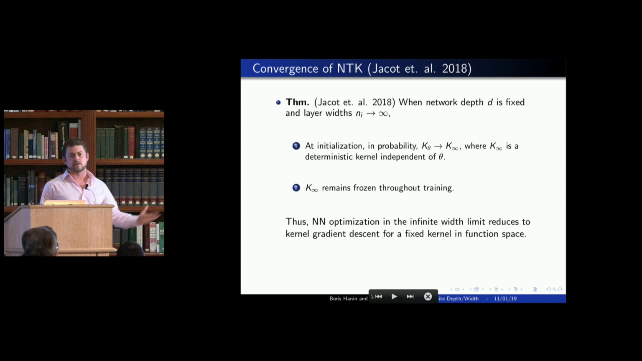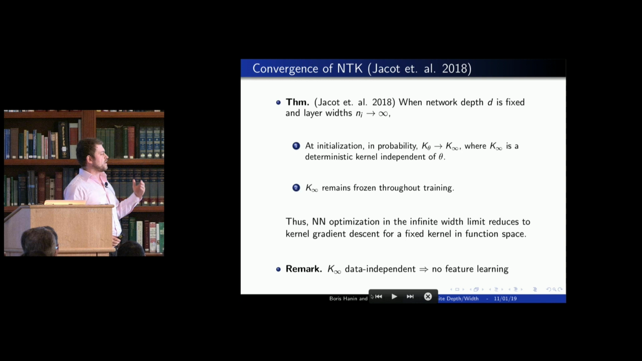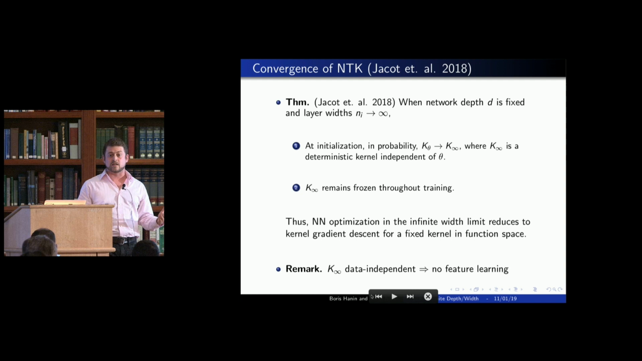OK, so what I want to say is that because k infinity is data independent, it's the kernel you get at initialization, in a very precise sense, you can do no feature learning in this model. The feature vector associated to the kernel is just frozen. And that sort of is at odds with a lot of the things that we think intuitively about neural networks. Somehow, we think exactly about learning interesting representations and therefore learning data-dependent features.